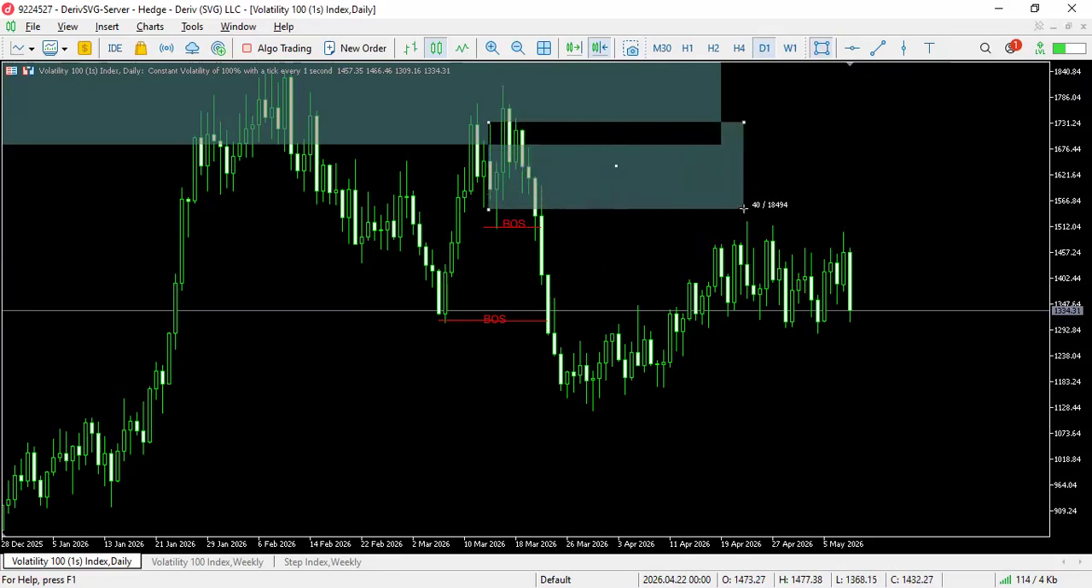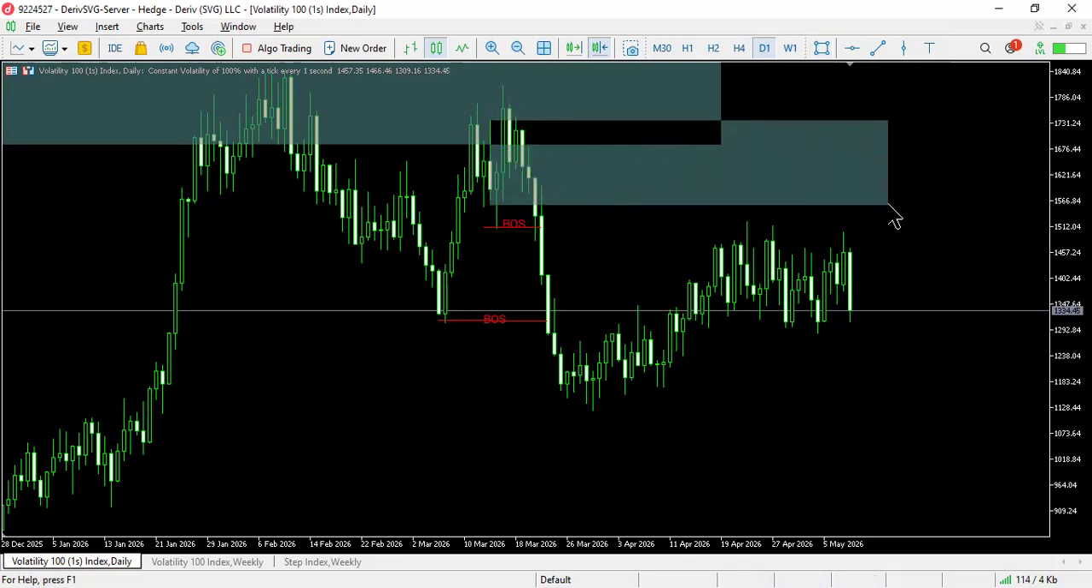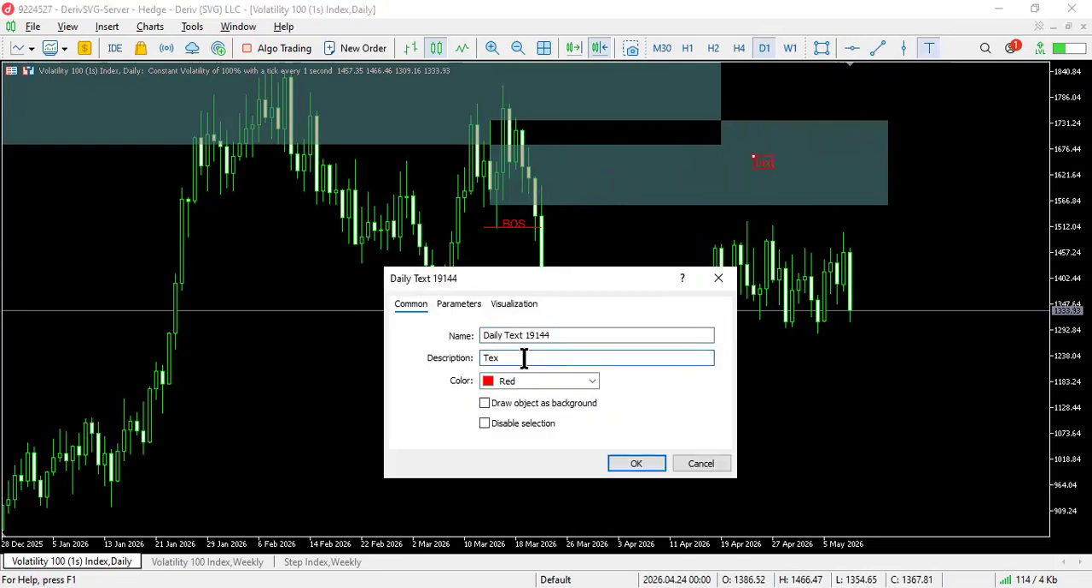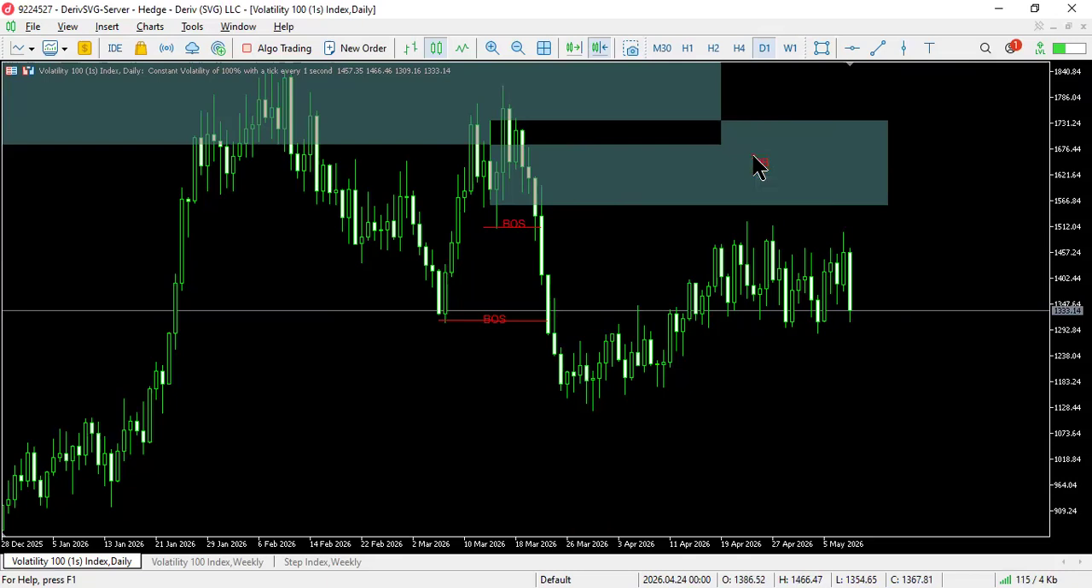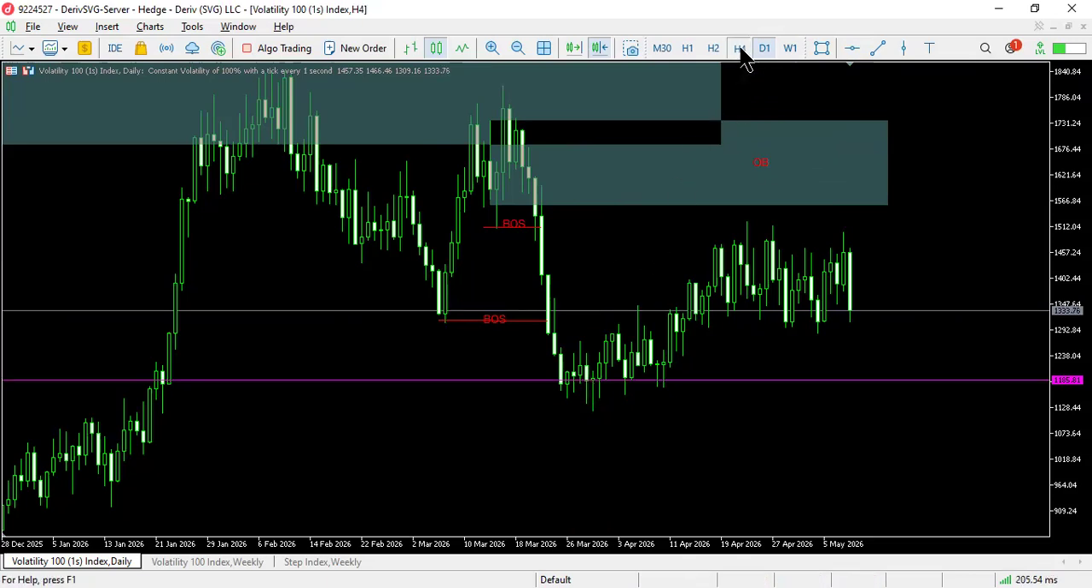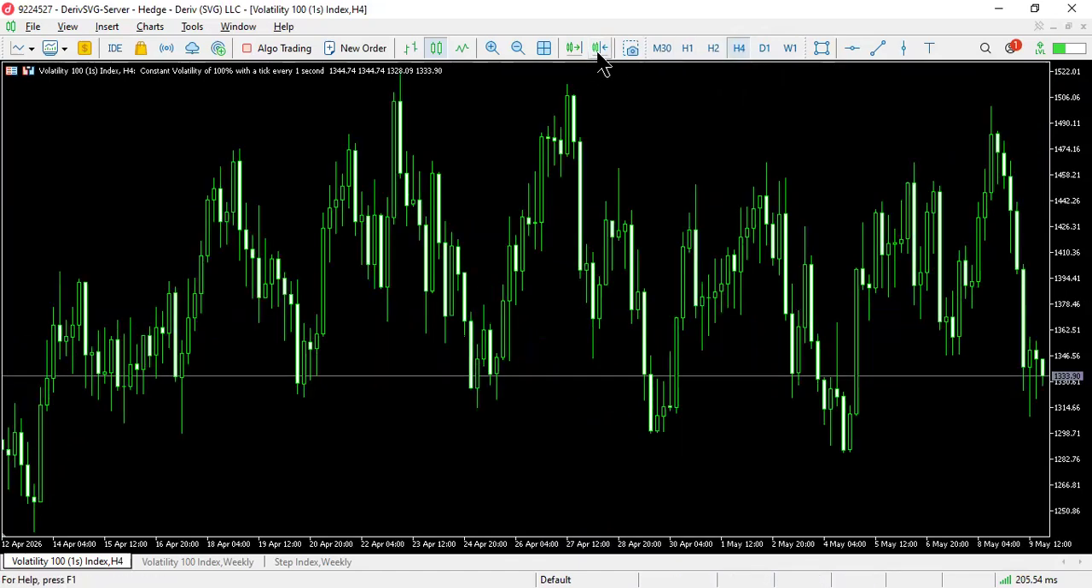it is this other block from the daily time frame. And then we also have our swing low at that level. So that's pretty much it from the daily time frame. Heading over to the 4 hours time frame.